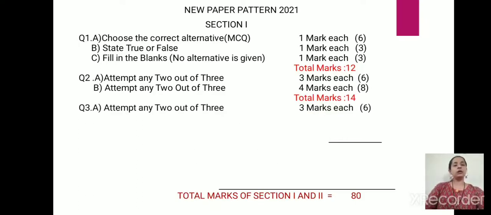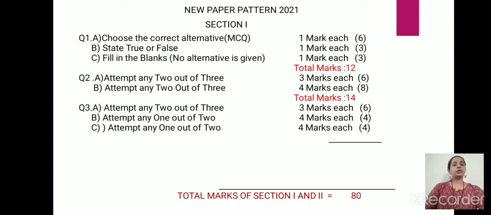Now coming to the third question. Question 3a. Attempt any 2 out of 3 again. 3 marks each question. Examples. So how many questions do you have to attempt? 2. So 6 marks. Then question 3b. Attempt any 1 out of 2. So 4 marks each question. Again 1 question, so 4 marks. And question 3c. Attempt any 1 out of 2. Again 4 marks each question. So 4 marks. So the total weightage of question 3 will be 14 marks.